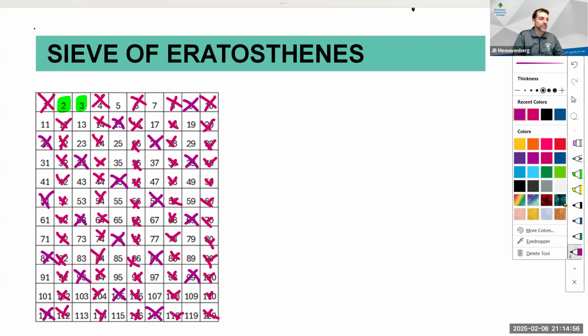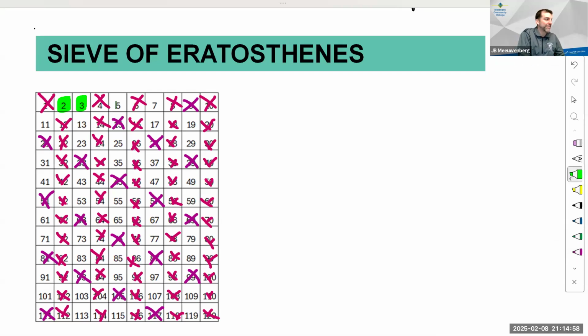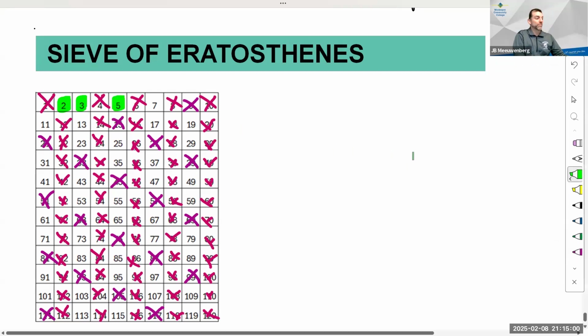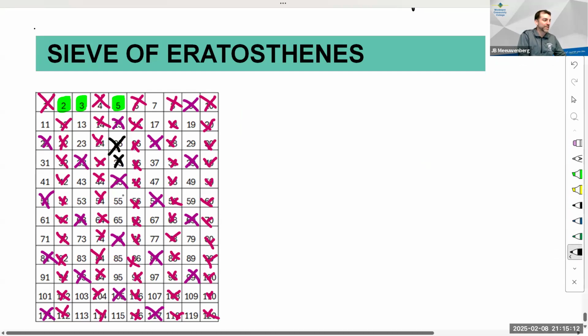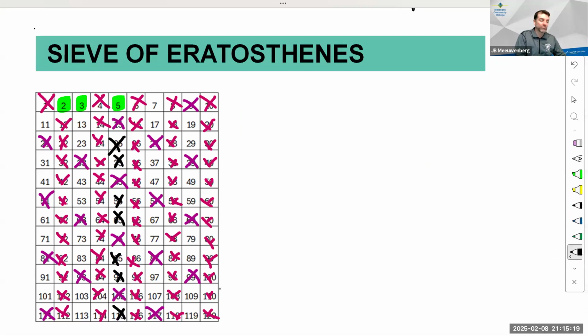Next we notice that 5 is our next open number. And so then what do we do? We cross off all of our numbers that are multiples of 5. So what do we have? Everything in the 5s column that's not already crossed off will get crossed off now. All of these. And anything in the 10s column is already crossed off. So then we go to 7.